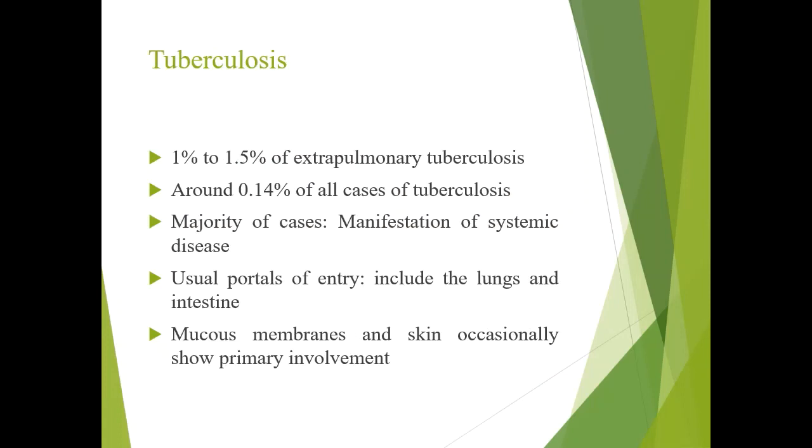Next is tuberculosis. Cutaneous tuberculosis forms around 1 to 1.5% of the extrapulmonary tuberculosis and around 0.14% of all cases of tuberculosis. In the majority of cases, there is manifestation of systemic disease. Usual portals of entry include lungs and intestine. Mucous membranes and skin occasionally show primary involvement also.